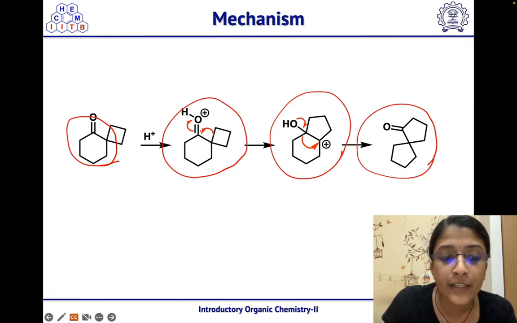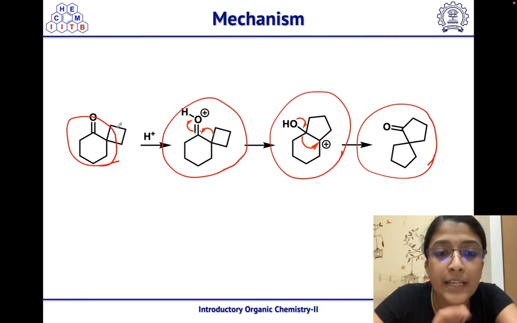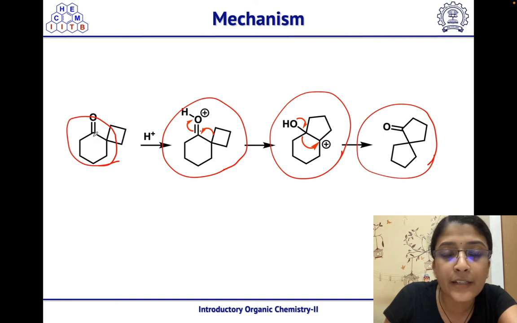Is it clear why only one possibility is taking place and not the other one? Here, why is this bond migrating and not this bond? Is that clear?